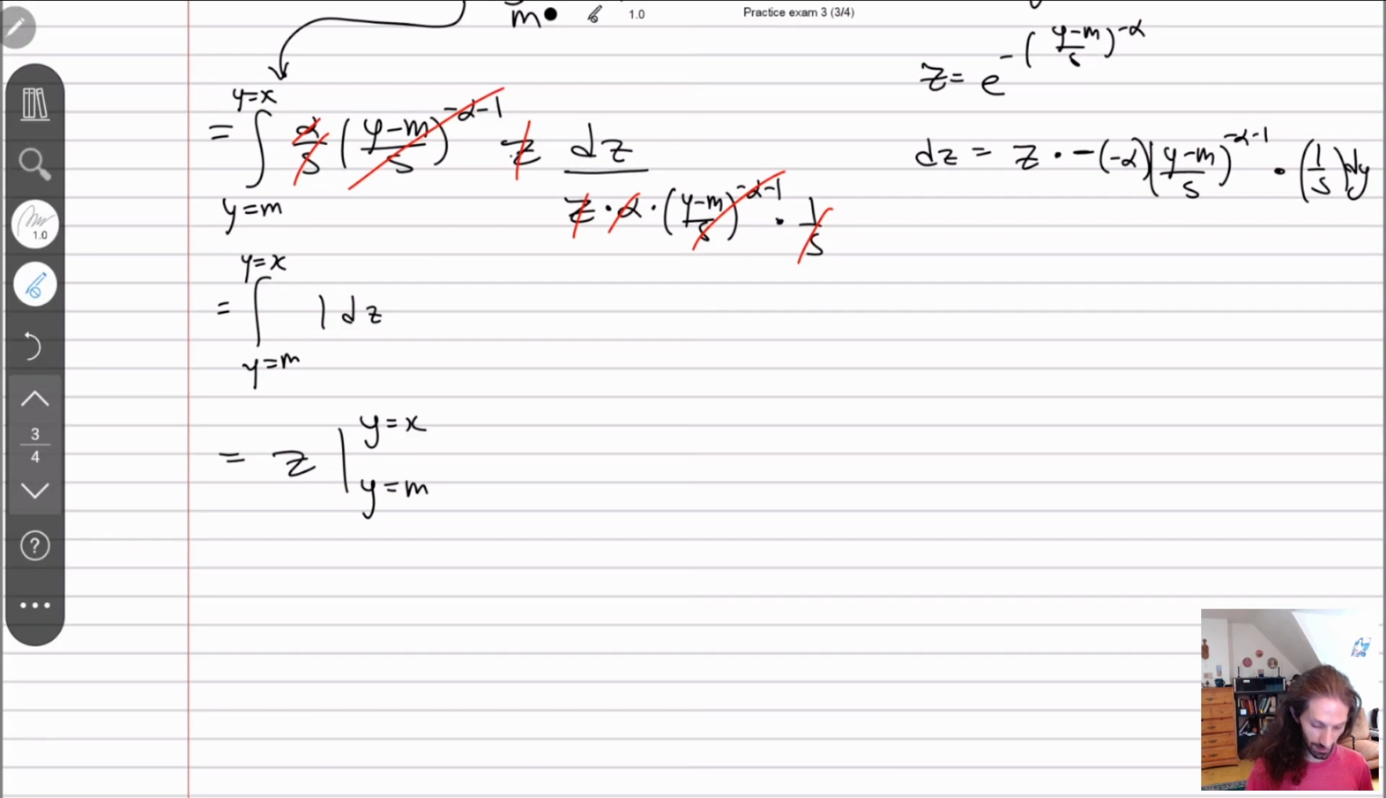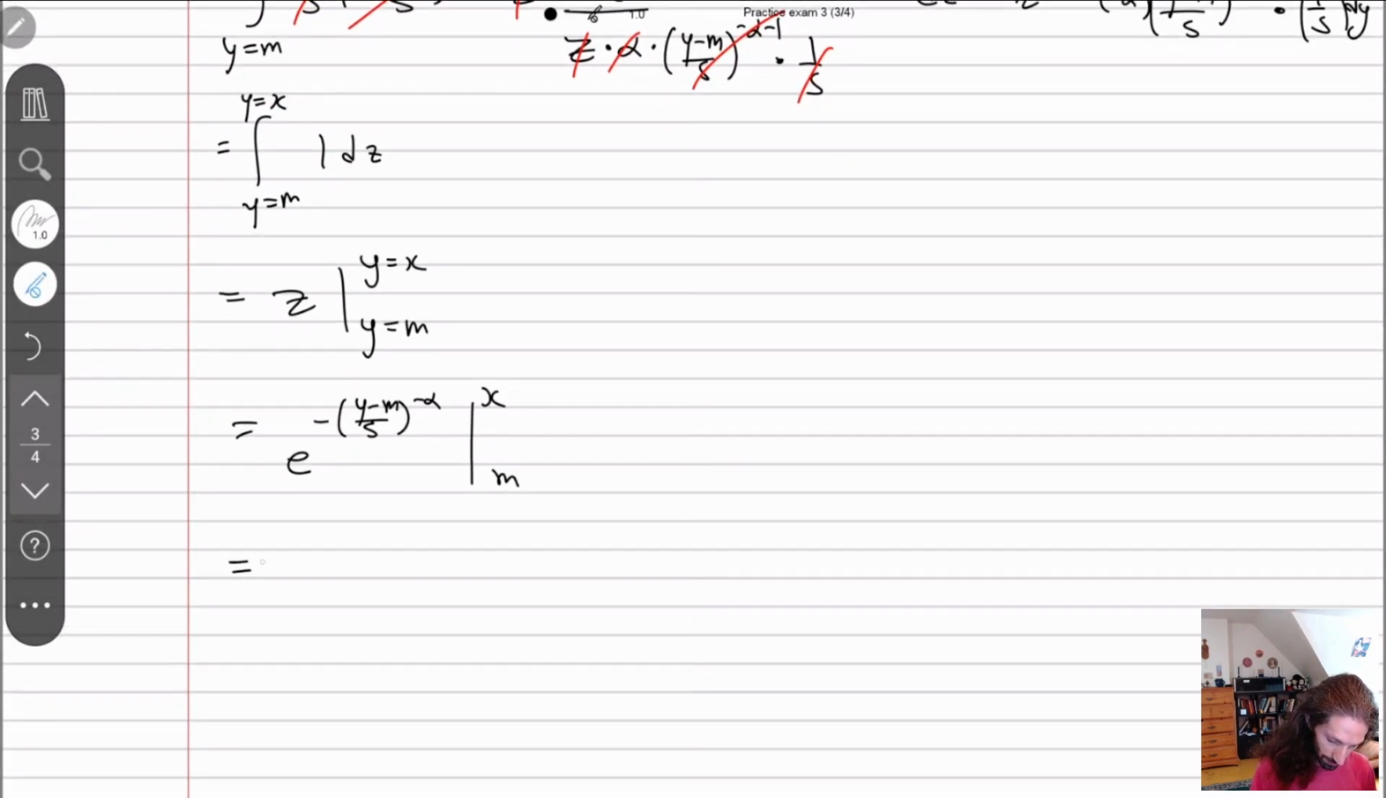So we have to plug these in, but now I know what my z is, right? This is e to the minus y minus m over s to the minus alpha, from y equals m to y, y is already there, so m to x. So now we plug these in. E to the minus x minus m over s to the minus alpha minus e to the minus m minus m over s to the minus alpha.